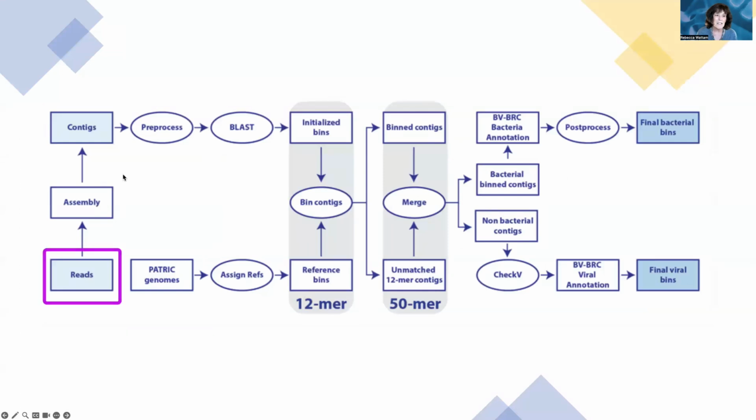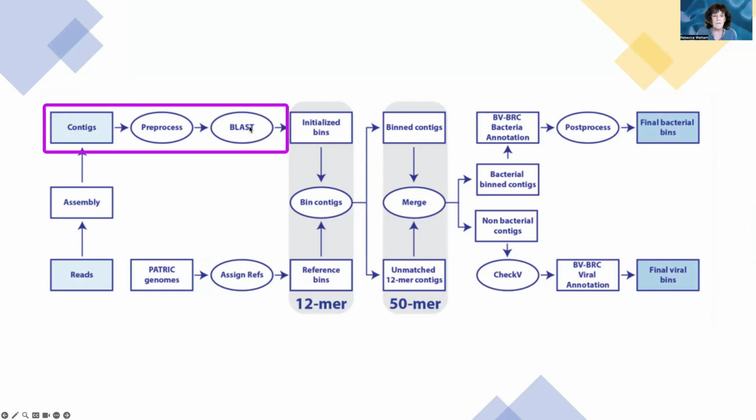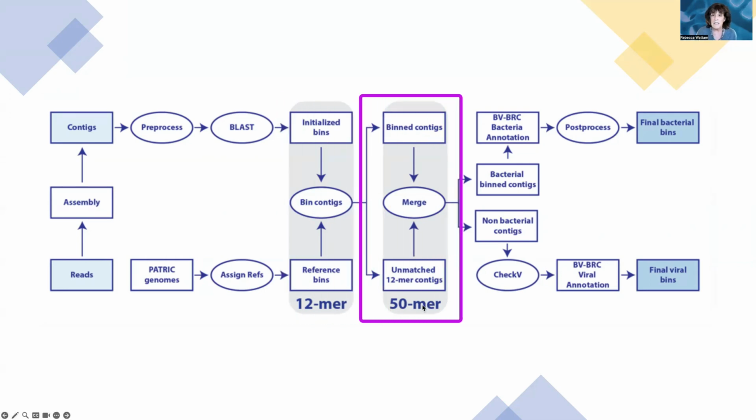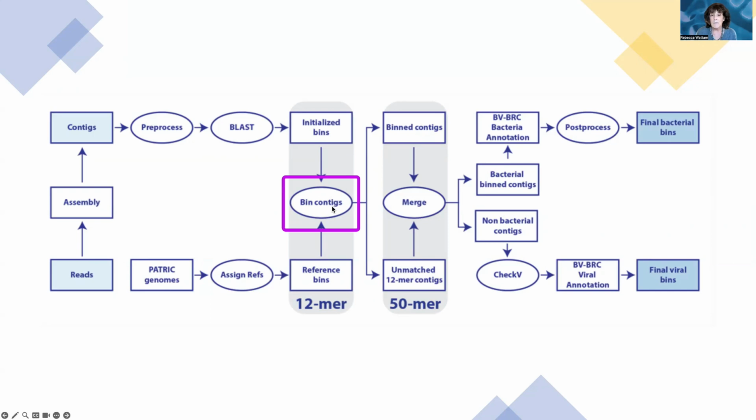You can start with reads or you can start with contigs. If you start with reads, it has to be assembled into contigs and it's processed. There are just a number of things that go on, dividing things by 12mers. We talk a lot about k-mers, right? So this one uses two different sets of k-mers, those that are 12 bases long and those that are 50 bases long. And so it gets to the point of binning the contigs and then checking for things, looking for bacterial bins or non-bacterial bins.